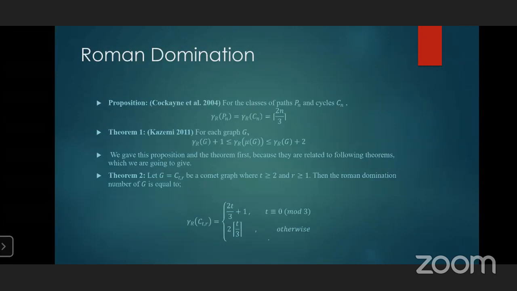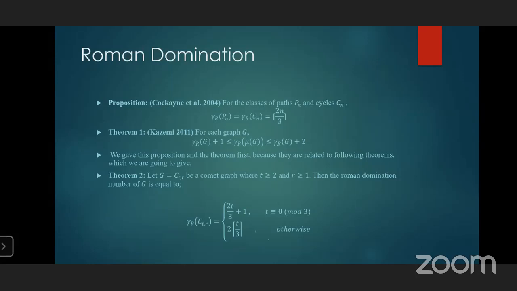Here we see a proposition from Cockayne for the classes of paths Pn and cycles Cn. Gamma R of Pn and gamma R of Cn are equal to each other and equal to 2n divided by 3. You can see it here. And Ezmi found that for each graph G, gamma R of G plus 1 is less than or equal to gamma R of mu G, which is less than or equal to gamma R of G plus 2. We gave this proposition and the theorem first because they are related to the following theorems which we are going to give.